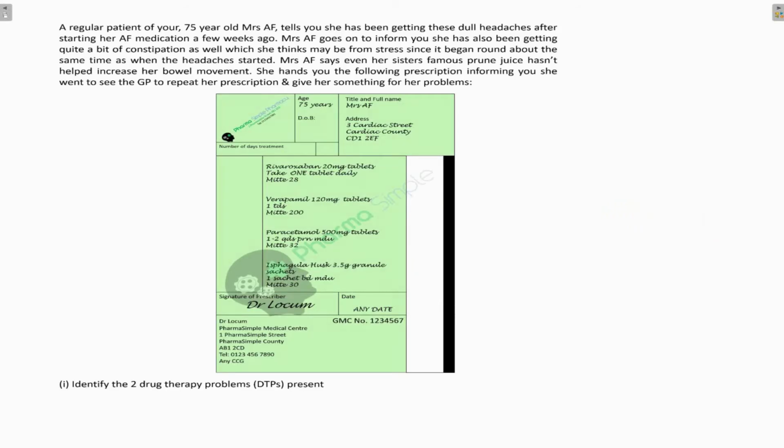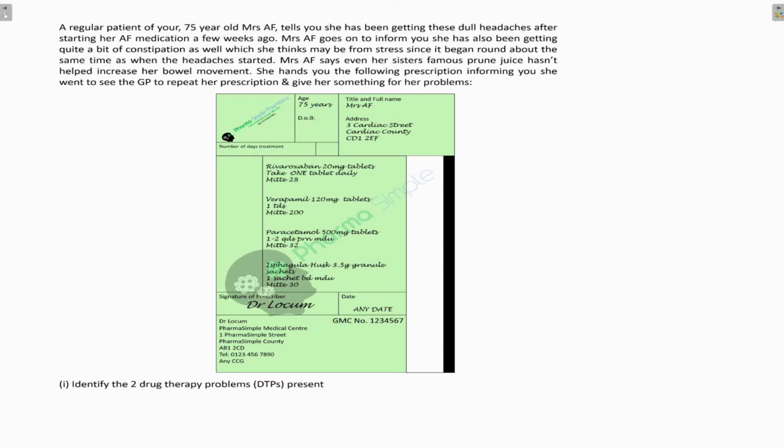A regular patient of yours, 75-year-old Mrs. AF, tells you she's been getting these dull headaches after starting her AF medication a few weeks ago. Mrs. AF goes on to inform you she's also been getting quite a bit of constipation as well, which she thinks may be from stress since it began round about the same time as when the headache started. Mrs. AF says even her sister's famous prune juice hasn't helped increase her bowel movement.